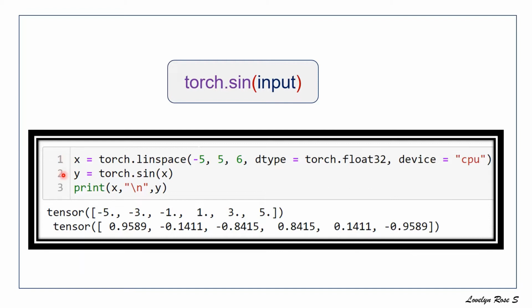The next thing is the output y, where y is nothing but the sine of the input, which is x. So we see the different values of y that we get for the different values of x.